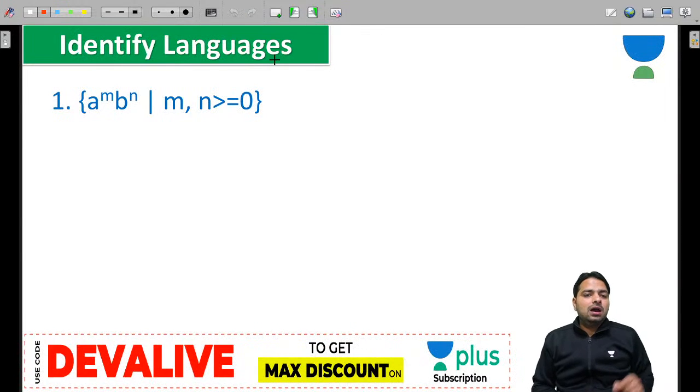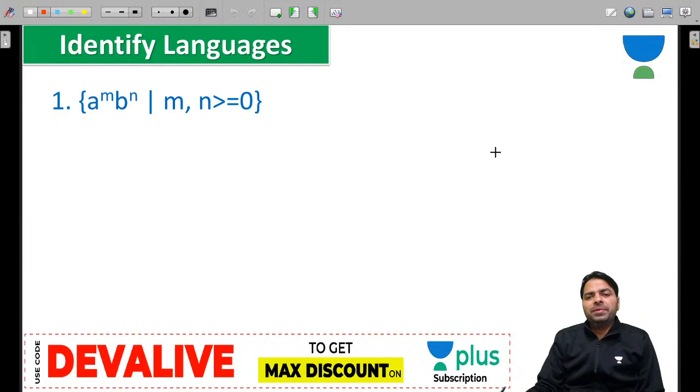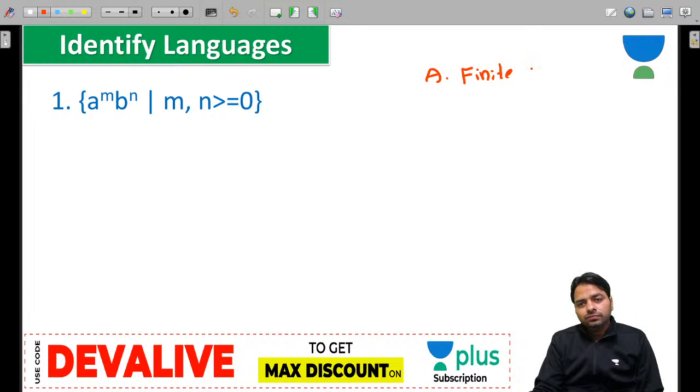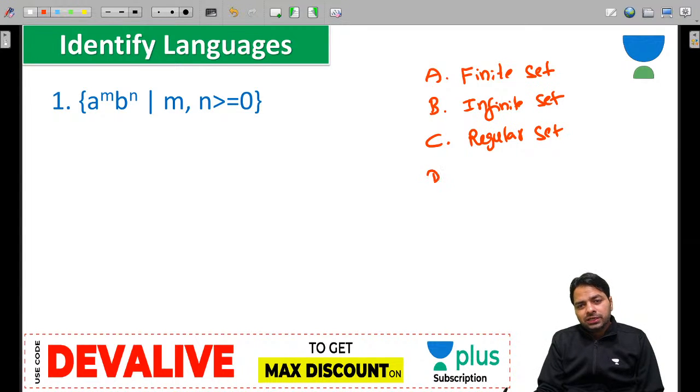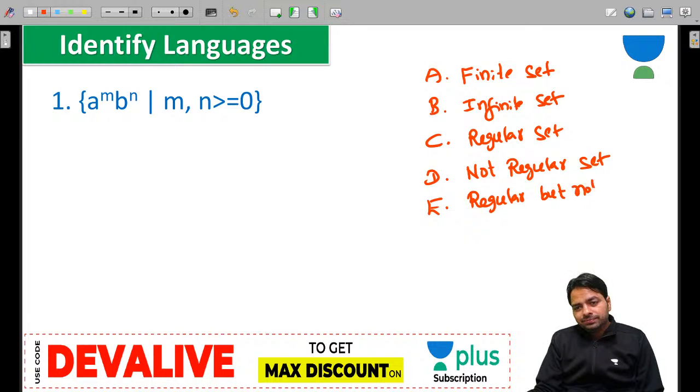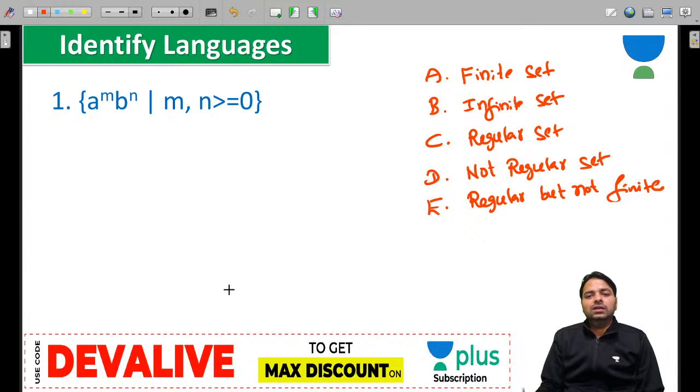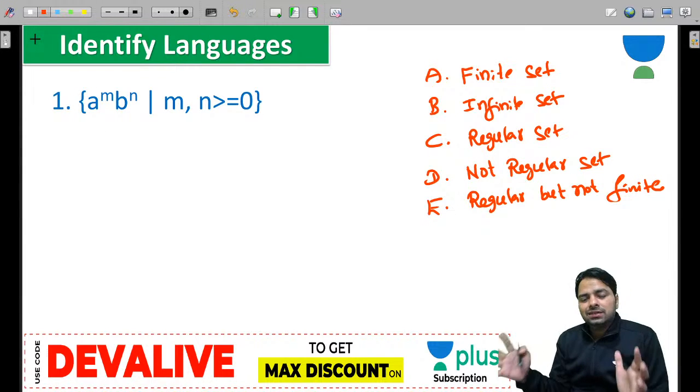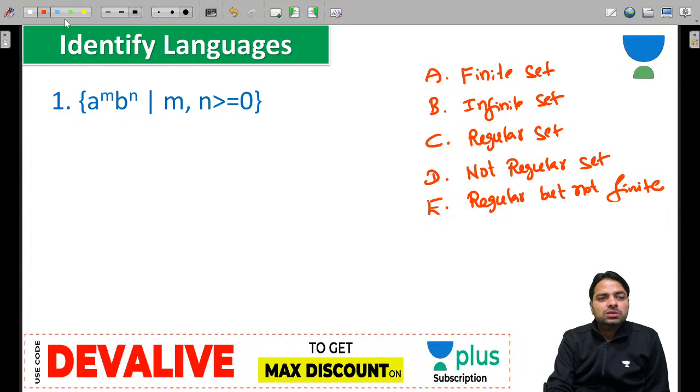Let's start. Now, identify the answer. You have many options, guys, in the exam. Option A, finite language. Option B, infinite language. Option C, regular. Option D, non-regular. Option E, regular but not finite. Let's answer whichever is suitable. More than one might be right.